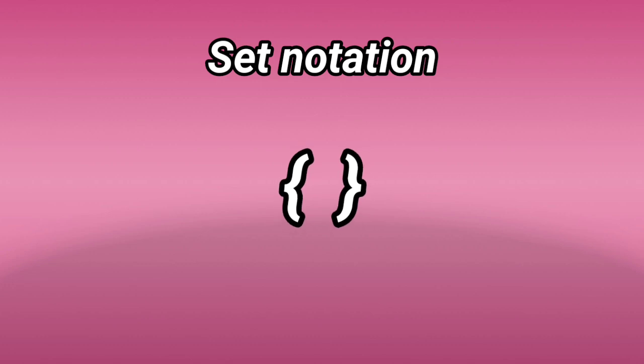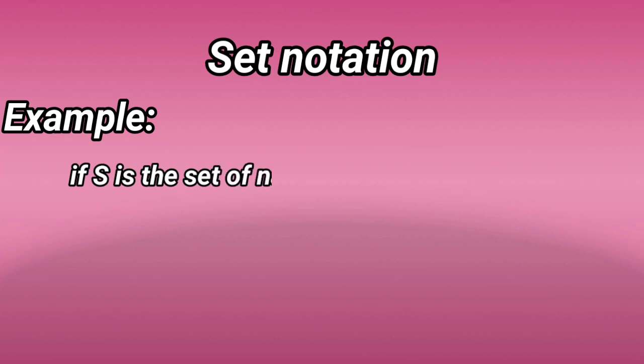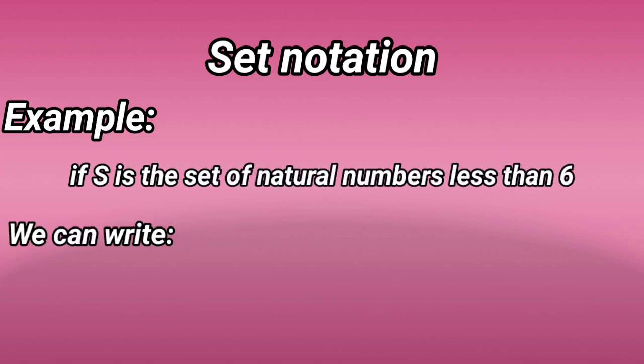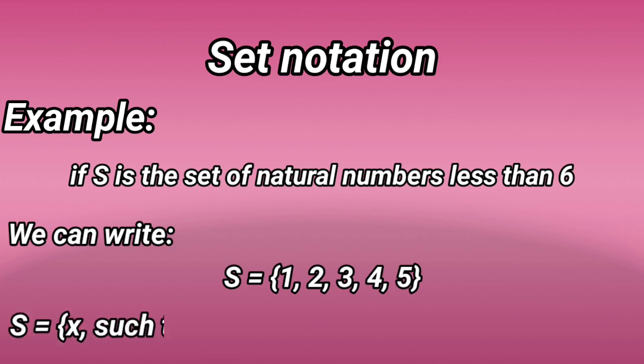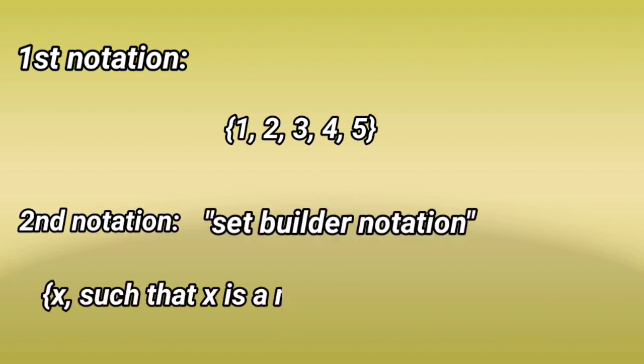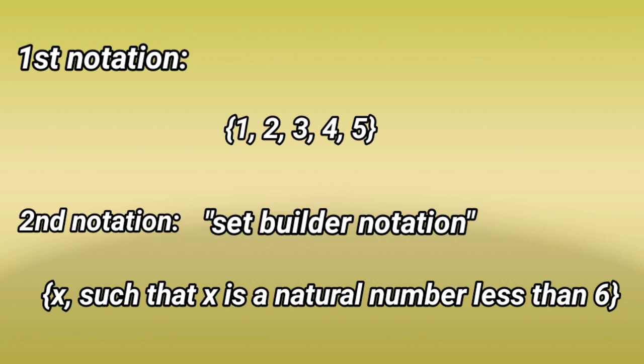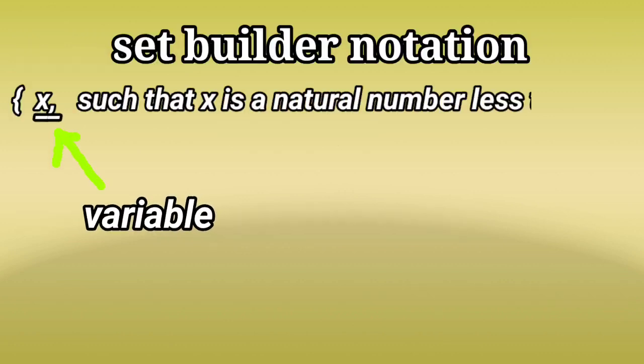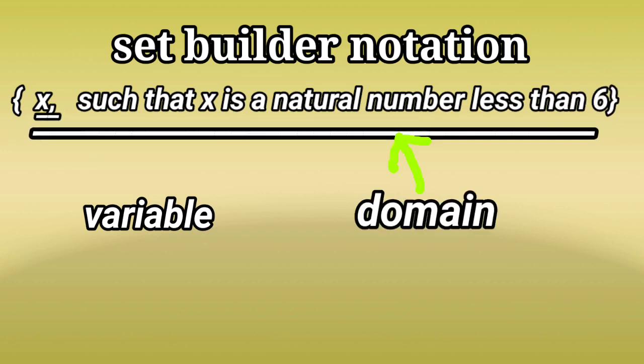A pair of braces is used with words or symbols to describe a set. For example, if S is the set of natural numbers less than 6, we can write S is the set {1, 2, 3, 4, 5}, or as S is the set of x such that x is a natural number less than 6. In the first notation, we have listed all the elements in the set. In the second notation, called set builder notation, we have given the criteria for deciding whether an object belongs to the set. Here the symbol x is called a variable because it is used to represent any element of the given set. The given set is called the domain of the variable.